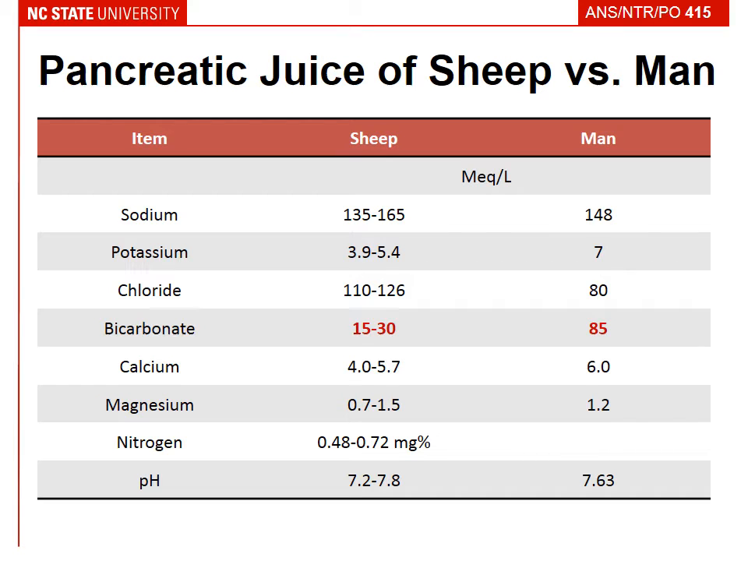The main thing that I want you to notice, the majority of the other components are pretty similar. Because the sheep has less hydrochloric acid within the gastric juice, their pancreas is secreting a little more chloride compared to humans, but the rest of the stuff is pretty similar. So the main take-home message from this slide: bicarbonate is 15 to 30 in the sheep and 85 for the man. I want you to know those numbers in red and be able to explain why that is.